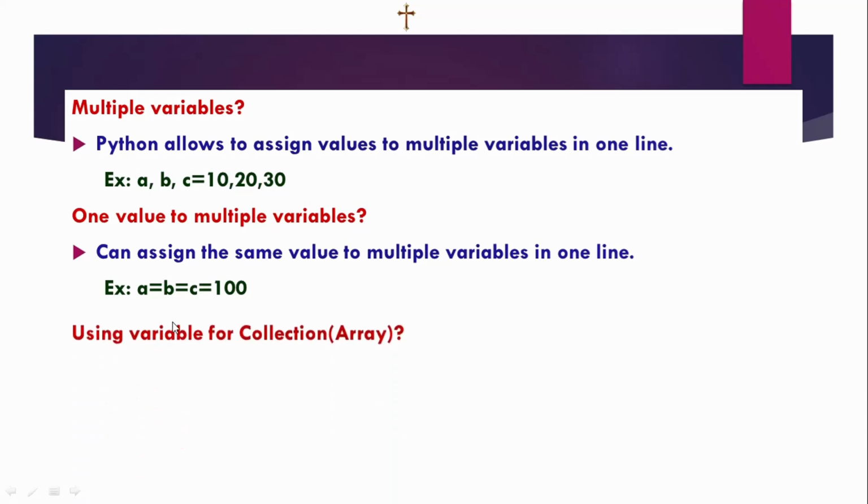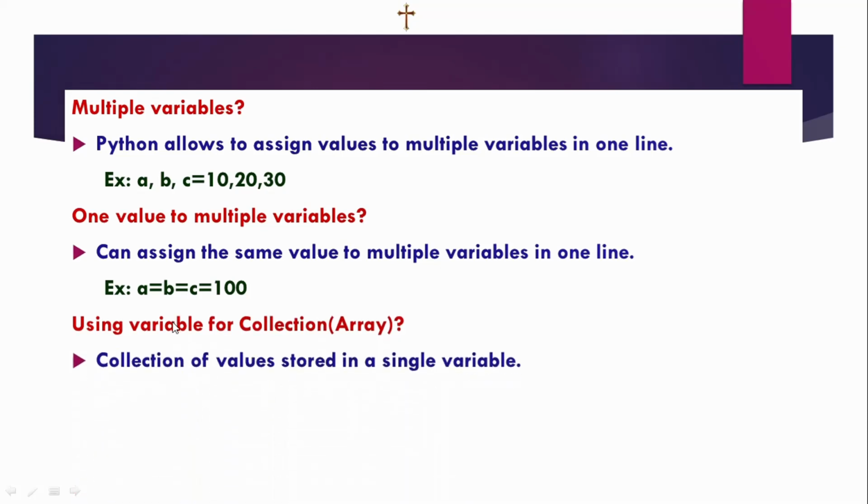Then using a variable for a collection, like an array, where a collection of values is stored in a single variable. Example, a is equal to, and you should use the subscript brackets. Any data type value can be used, like integers or float or double or string. Any kind of value can be stored in the list. A group of values stored in a single variable is a collection.